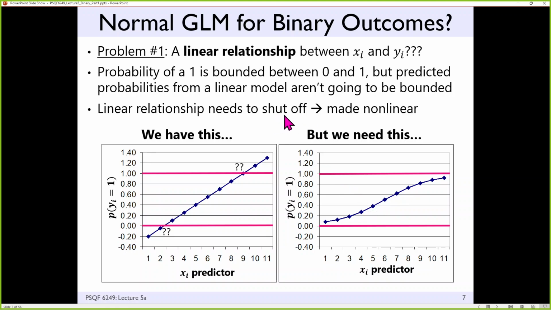So the linear relationship between my predictor and my probability of a 1 outcome needs to become non-linear as a result. So the effect of x is going to be largest in the middle. The effect of x is going to shrink the closer you get to either of these endpoints. X will matter less.